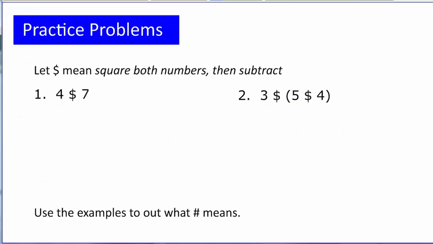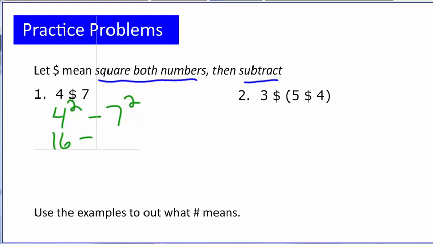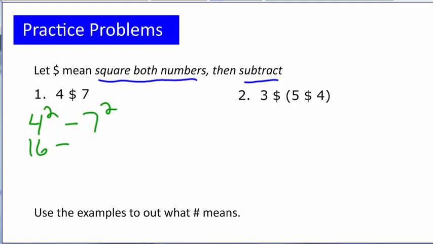Alright, here are some problems for you to practice on your own. And in the first couple, you're going to let the $ mean you're going to square both numbers and then subtract. Alright, number 1. I want to square 4 and square 7 and then subtract. So 4 squared is 16 minus 7 squared, which is 49. 16 minus 49, that's a negative 33.